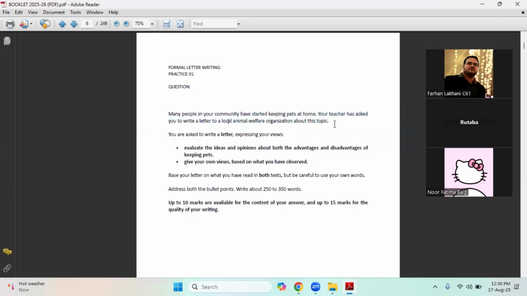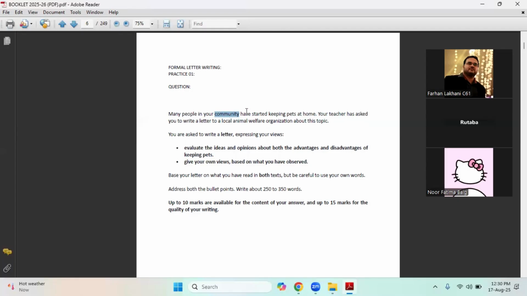You're not going to write it as it is. You're going to be changing it. So keywords are going to help you. Once you underline the keywords, this will help you to write it in your own words. So, many people in your community. See, community is the keyword here. Please underline it on your booklet as well. They're talking about a community. They're not talking about a group of people only, a group of friends only. They're talking about a huge community.